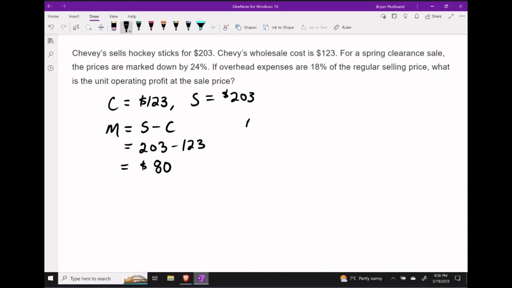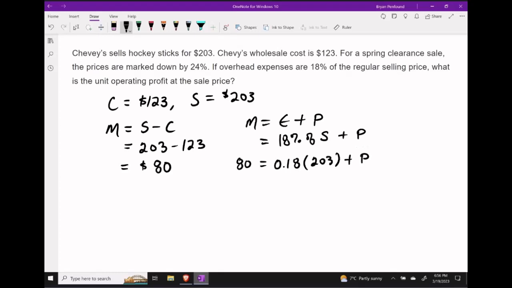Now, we also know that the markup is composed of our overhead expenses plus the profit that we expect to see per sale. Now, our overhead expenses are 18% of the regular selling price. We happen to know what the regular selling price is, so let's go ahead and multiply 203 by 18%. So we see that per stick sold, we need to allocate $36.54 to our overhead expenses. Now I'm going to write that down because that is going to be important for us to have for later.